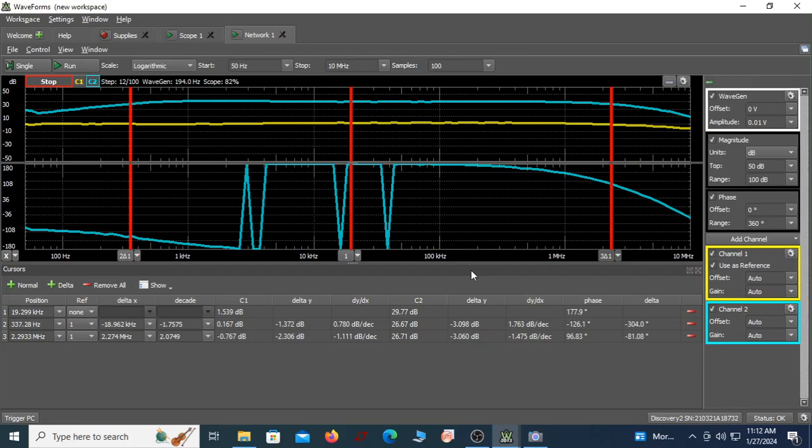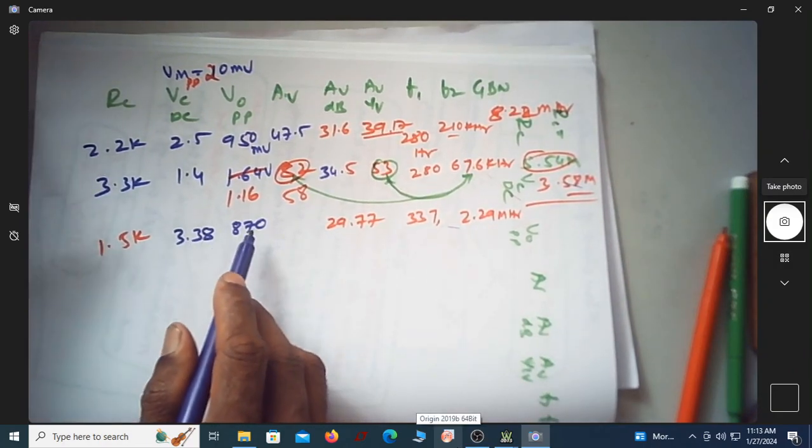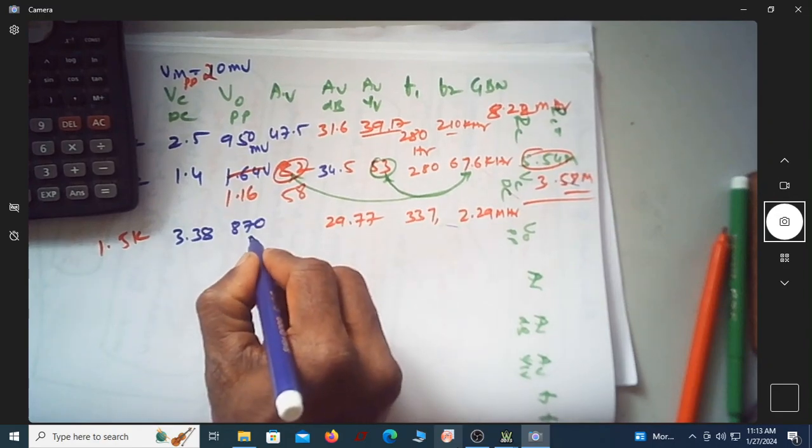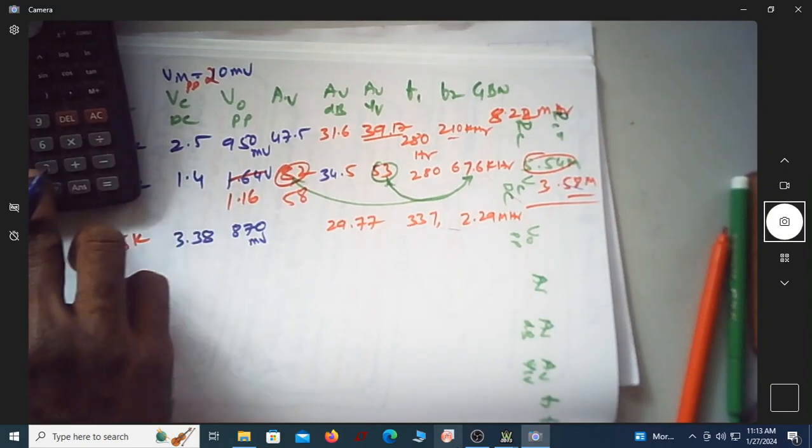Now it is 3.3. So let me now write the values. So in dBs it is 29.77 dB. Cutoff frequency one is 337 hertz, the other one is 2.29 megahertz. So this is what I have. So let me just show you what I have noted. Okay, for 1.5K this is this. Let me find the ratio of this. This is actually 870 millivolt divided by 20 millivolt.